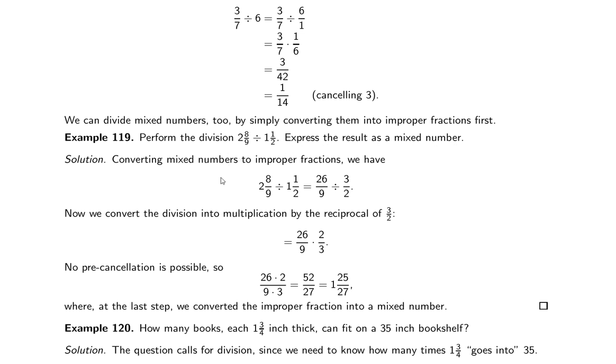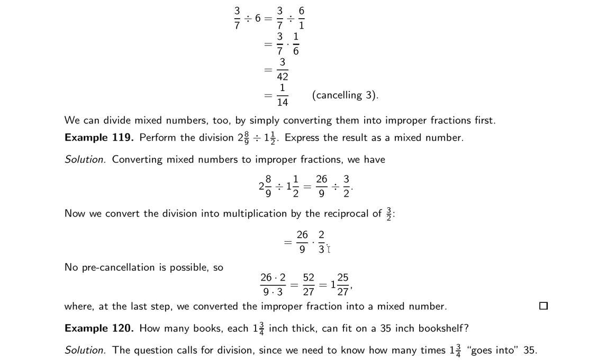All right, so we remember from the start of chapter 3 how to convert a mixed number into an improper fraction. So it's 2 times 9 is 18 plus the 8 is 26. So this first one is 26 over 9. And then here 1 times 2 plus 1 is 3, so this is 3 over 2. An extra first step here is converting the mixed numbers to improper fractions.